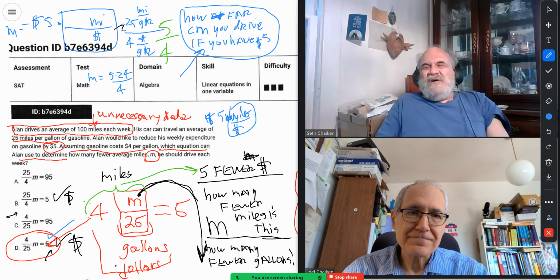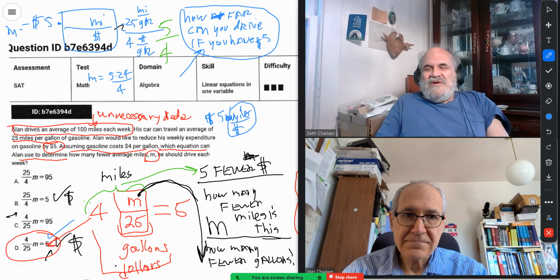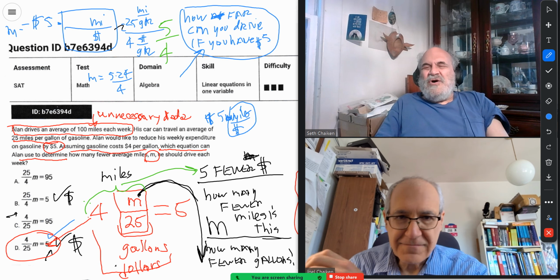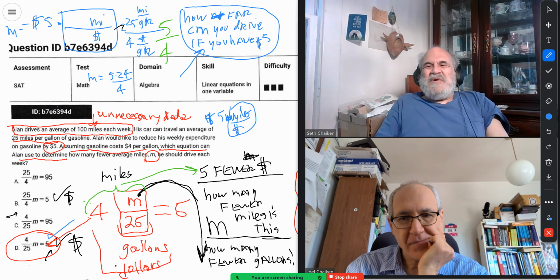We want to convert miles that his car gets on the average, together with using the data about the price of the gasoline per gallon, convert miles that his car might drive or would not drive, to dollars, which is what he wants to save. And then you say this function of the number of miles equals 5. And that gives the equation. The left-hand side has the unknown M. That's what the problem's asking for.